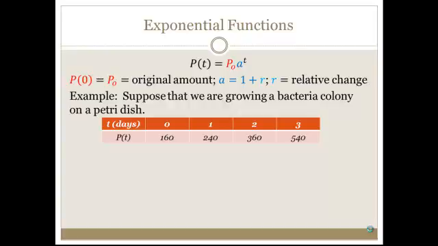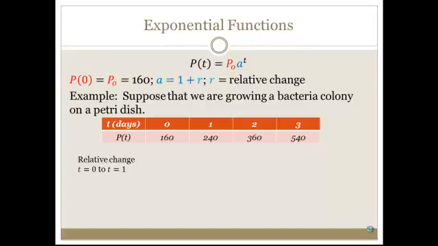To find our model, we need to figure out what P naught and a are. Well, to find P naught, we are looking for P of 0. But we know that P of 0, or P naught, is 160. So we're halfway done. To find what a is, we need to calculate relative change over 1 day.